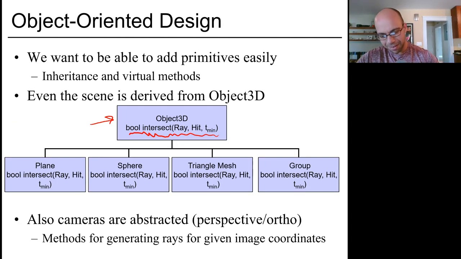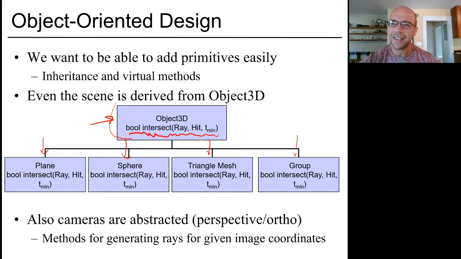So in particular, I can make one abstract class called Object3D, and then a bunch of different classes like plane, sphere, triangle mesh, maybe a group which itself contains other objects. All of these things, obviously the intersection routine is somehow different, right? We've already talked about how to intersect a ray with a sphere and a plane. But from the perspective of the ray casting algorithm, that's an abstraction. That's just a thing that I can call from the outside.